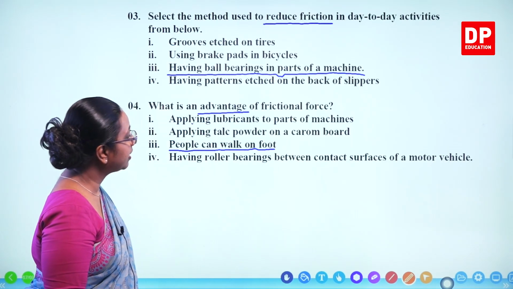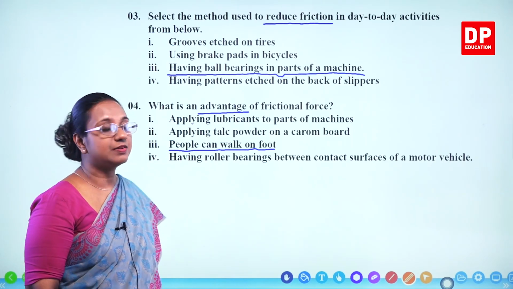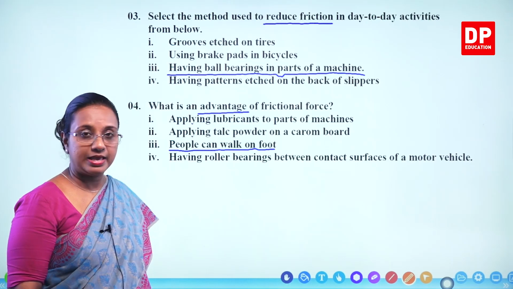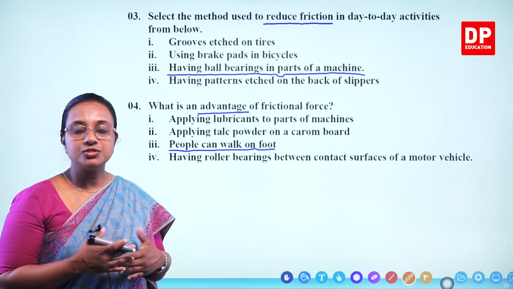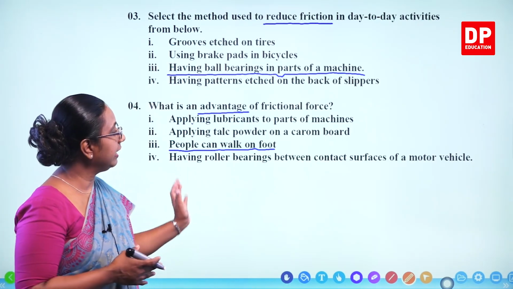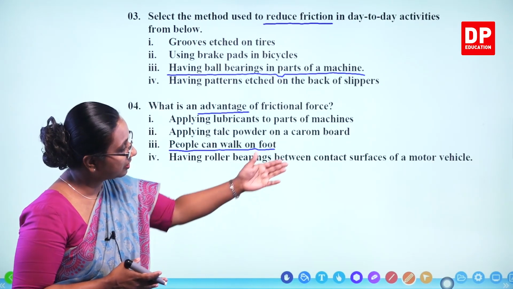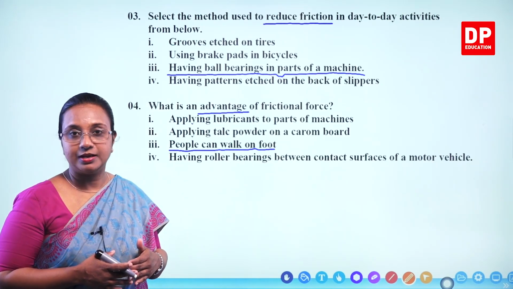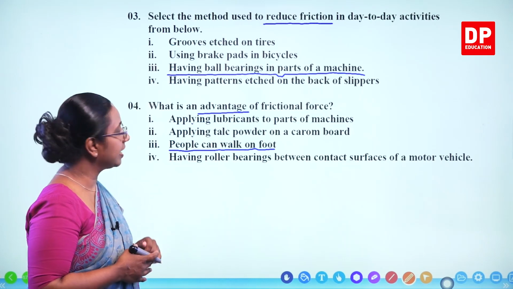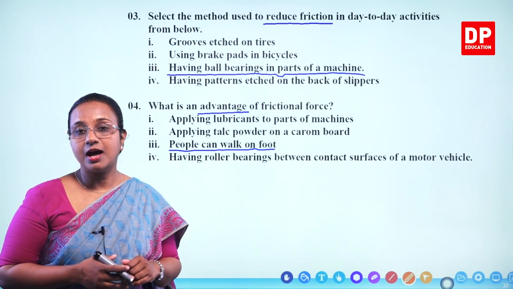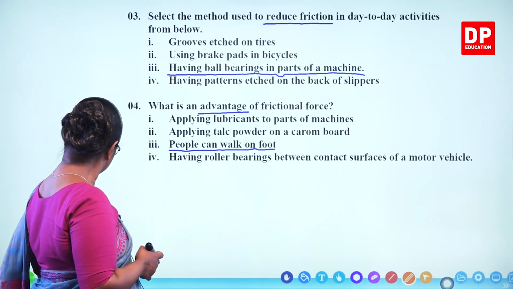Having roller bearings between contact surfaces of a motor vehicle. Roller bearings also reduce friction in parts of machinery in motor vehicles. So, the correct answer is the third answer. The next question.